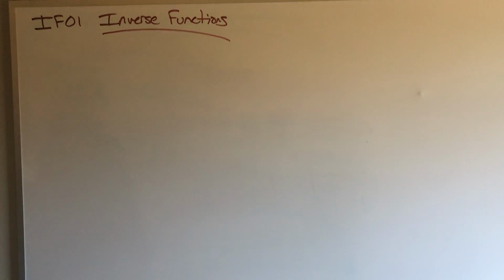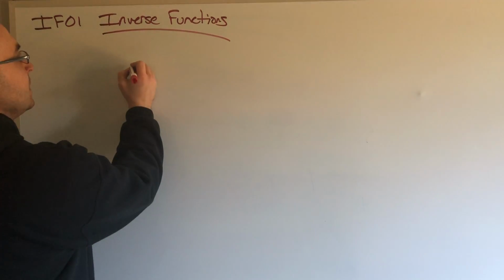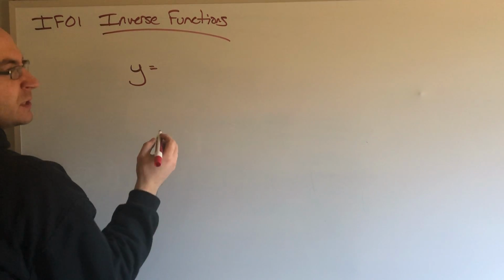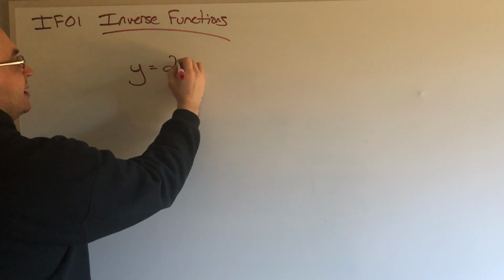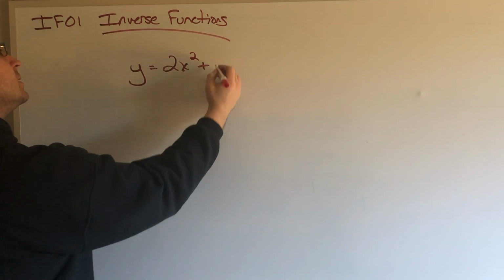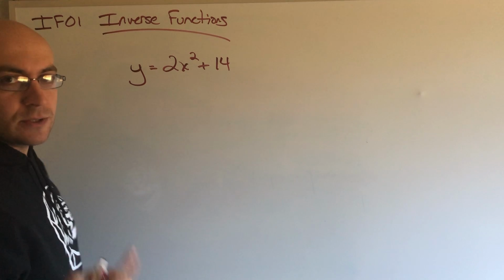Did I have an example up here? No? Good. Okay. Let's try this. Let's go y equals 2x squared plus 14. It's just a little more challenging because of the square.